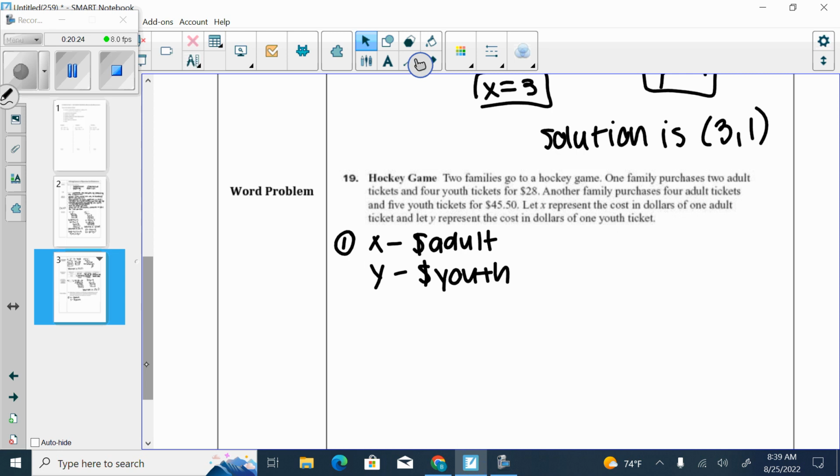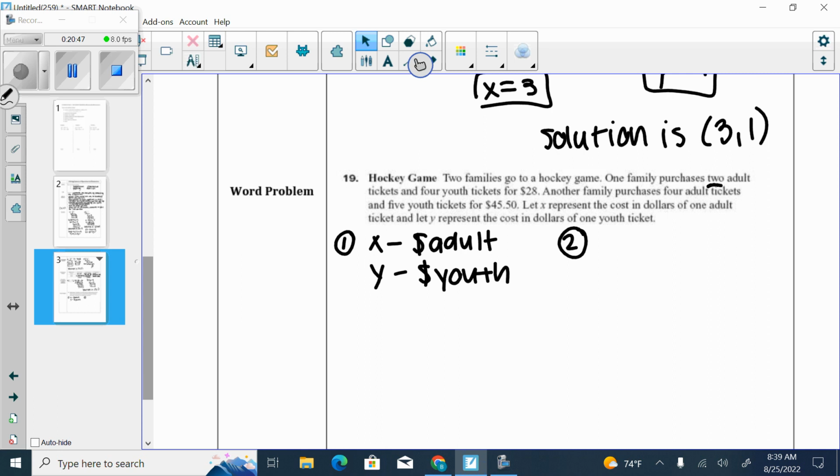Okay? So, if we're going to solve this using any method, we need some equations, right? So I'm going to base that on the information they gave me. So for family 1, they purchased 2 adult tickets and 4 youth tickets for $28. How could I write that as an equation? Yes. 2x plus 4y equals 28.